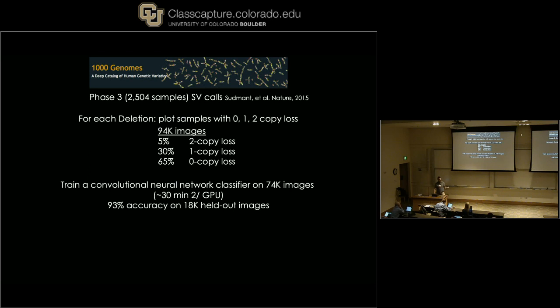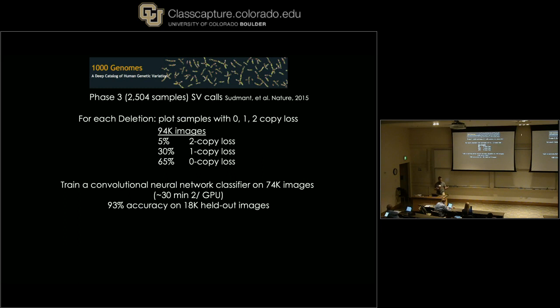And then what we did is for every structural variant, we sampled up to 5 images of 0, 1, and 2 copy losses. And that gave us 94,000 images. You see the distribution here is roughly what you might expect. Most variants are rare. Actually, most variants are singletons in this data set. So you have 65% 0 copy loss down to just a few 2 copy losses.